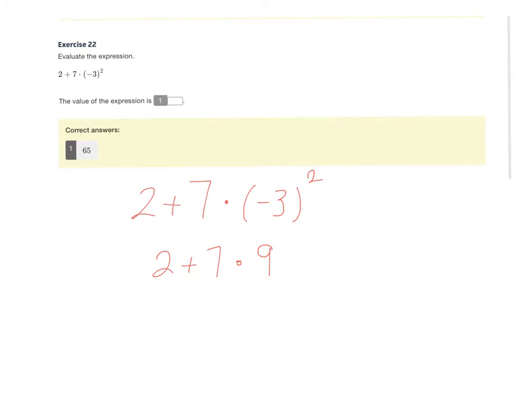Order of operations, we've got no parentheses, no exponents. Now we're looking for multiplication. So our multiplication is right here. This is 7 times 9. So I'm going to have 2 plus 63, and 2 plus 63 is 65.